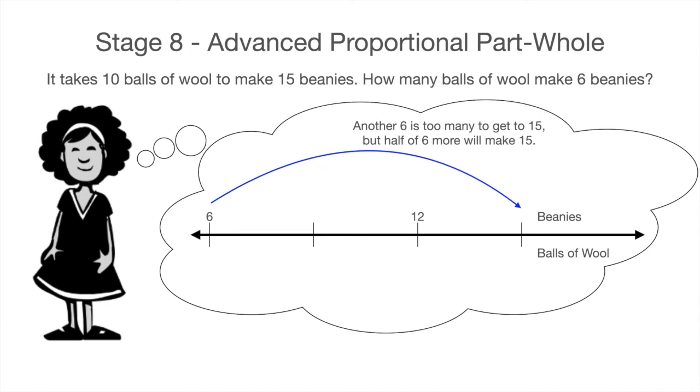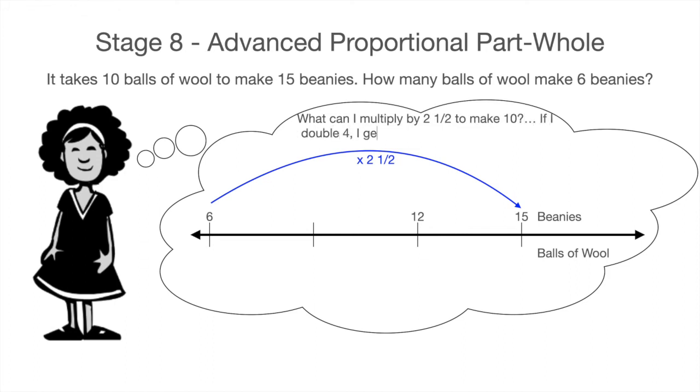Half of 6 or 3 more will get to 15 beanies. So 6 times 2.5 is 15. To find the number of balls of wool for 6 beanies, the student thinks about what number times 2.5 will give 10. 4 times 2 gives 8. 4 times 3 is too many, but 4 times 2.5 gives 10. So it takes 4 balls of wool to make 6 beanies.